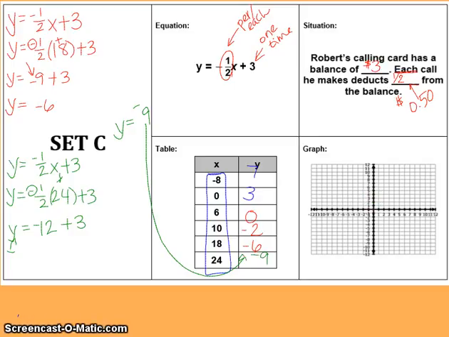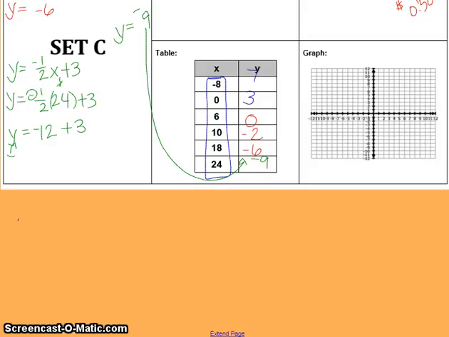Then I have to graph them. So I'm graphing the points for my table. I have negative 8 and 7, so I go over 8 spots and I go up 7 places. 1, 2, 3, 4, 5, 6, 7. Then I go to the next one, which is 0, and I go up 3. The next one is 6, and I stay at 0. The next one is I go over 10, and I go down 2 places. So I can go ahead and connect those dots to make my straight line.